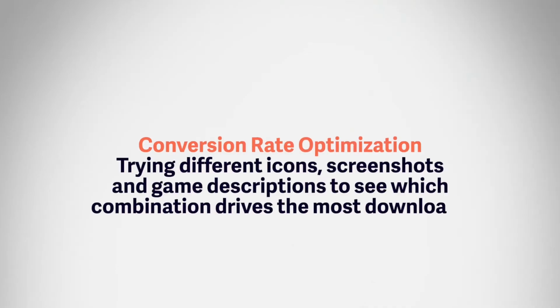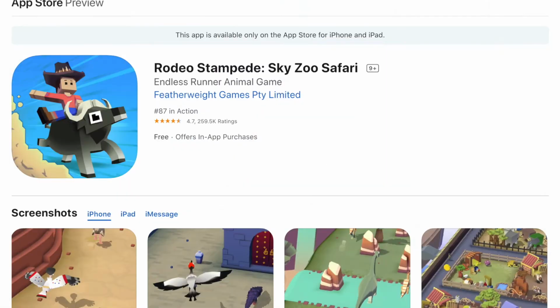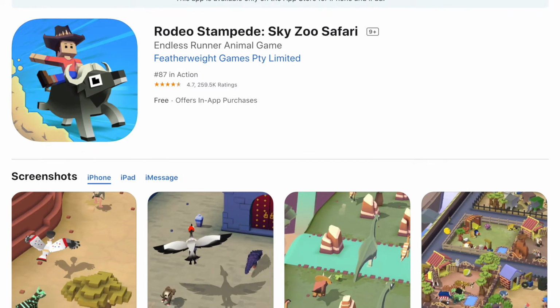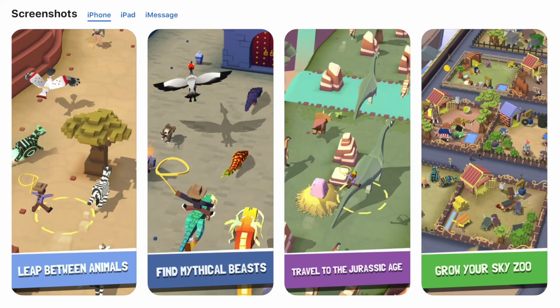One key aspect of geo-testing is conversion rate optimization, where we would try lots of different icons, screenshots, and game descriptions, and see what combination would drive the highest percentage of downloads inside of an app store. During the initial phases of the geo-test, our visitor to install conversion rate, or put simply, the percentage of people deciding to download our game on the App Store, was around 18%.